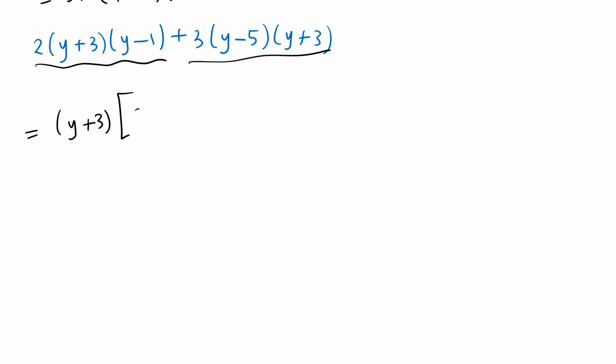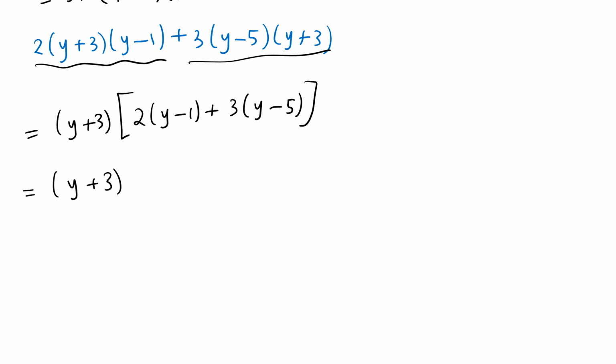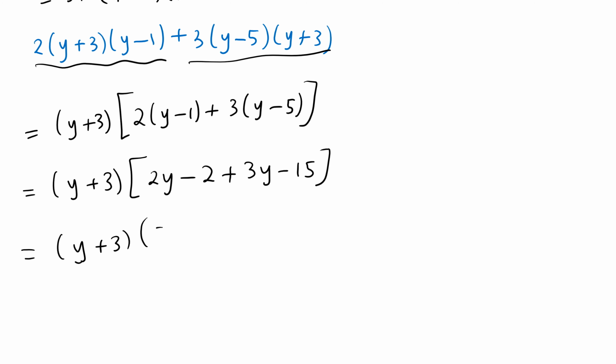What is left inside? 2 times y minus 1 plus 3 times y minus 5. And that gives us y plus 3 stays the same. 2y minus 2, 3y minus 15. So that gives us y plus 3, 5y minus 17.